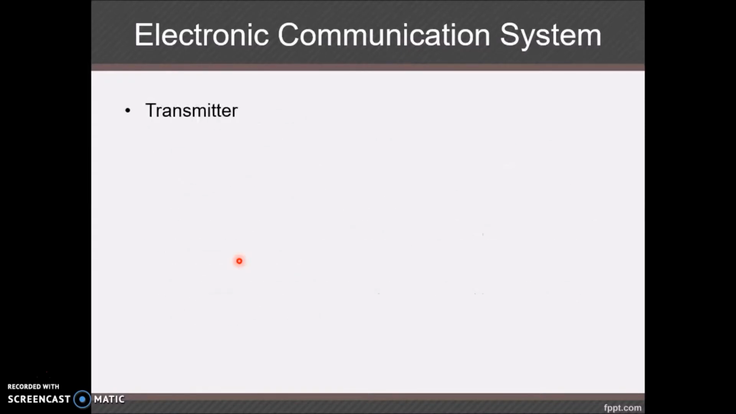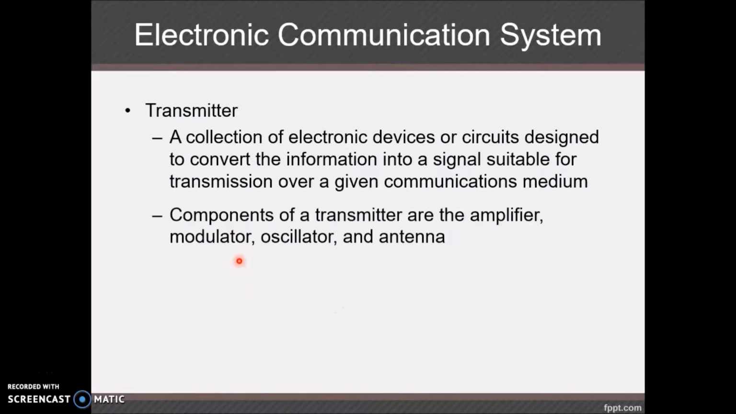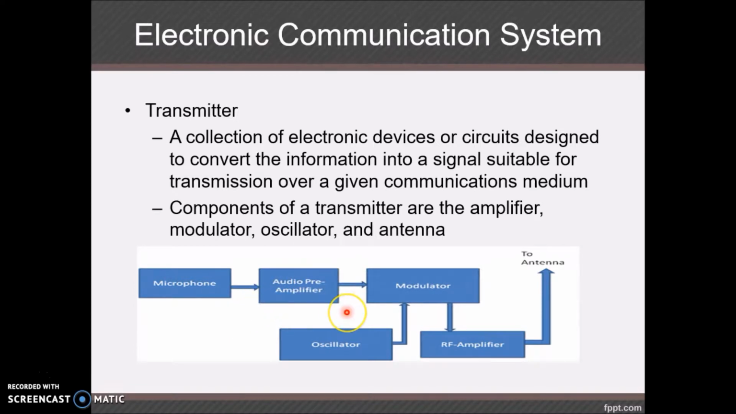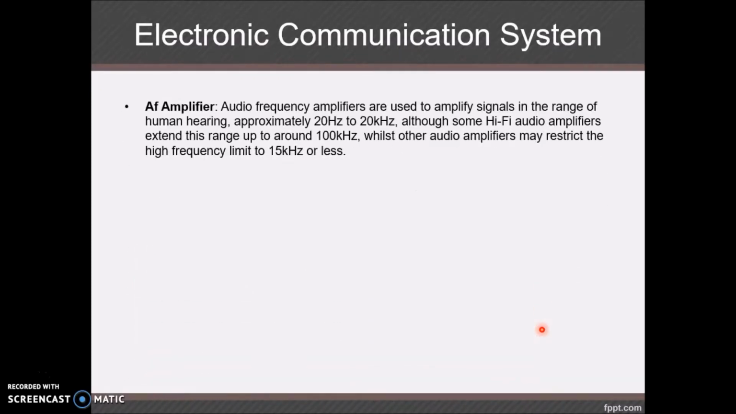Next, we have the transmitter. The transmitter is a collection of electronic devices or circuits designed to convert the information into a signal suitable for transmission over a given communication medium. The components of a transmitter are the amplifier, the modulator, oscillator, last but not least is its antenna. Now, let's talk about the different parts of the transmitter. First, as discussed, was the AF amplifier.